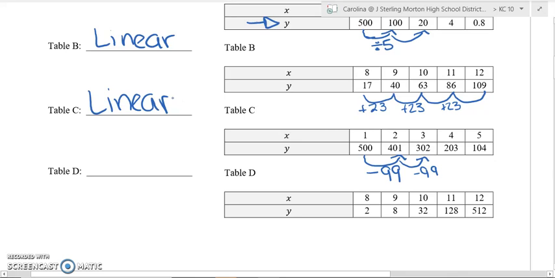Last table, table D, I went from 2, 8, 32, 128, 512. 2 to get to 8 would be either adding 6 or multiplying by 4. But for 8 to get to 32, you can't add 6 because 8 plus 6 would give me 14, not 32. So here, I'm actually going to be multiplying by 4. 2 times 4 is 8. 8 times 4 is 32. 32 times 4 is 128. 128 times 4 is 512. Again, since I'm multiplying, this table would represent an exponential function.